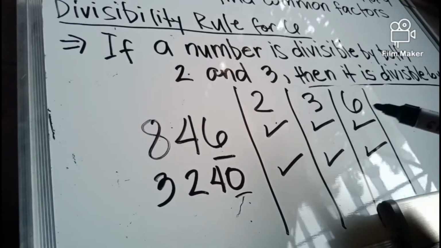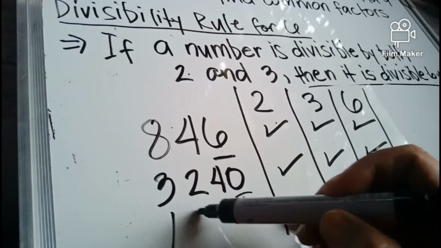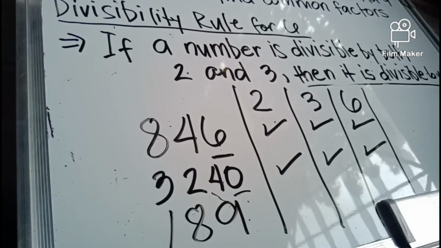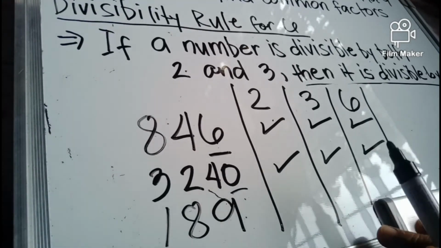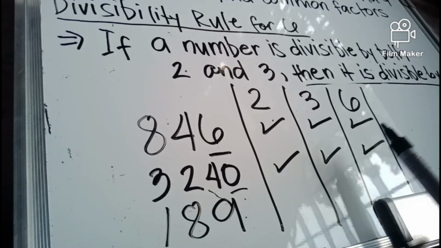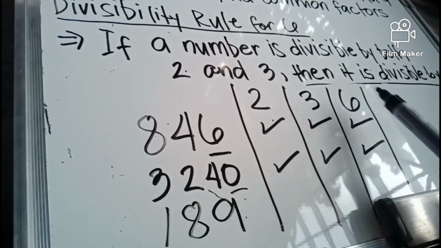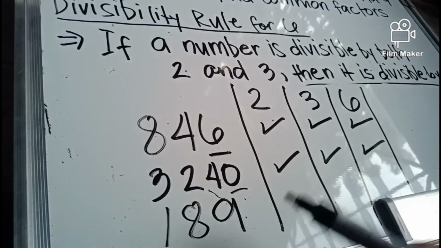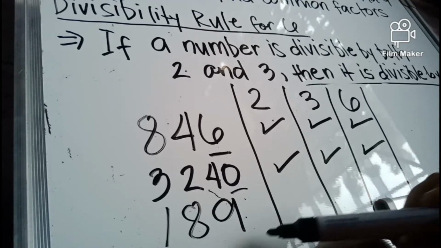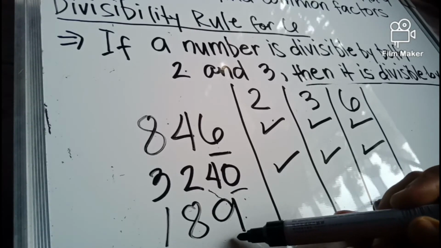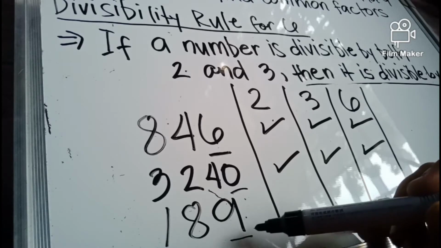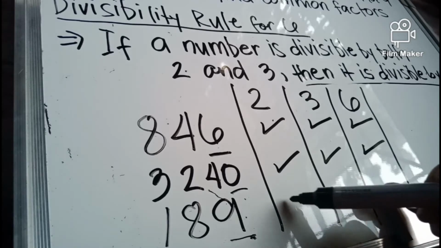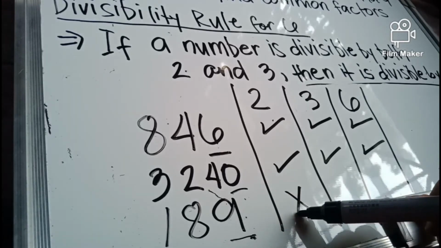Okay, last example is the number 189. So, titingnan natin kung ito ba ay divisible by 6. But first, i-check muna natin kung ito ba ay divisible by 2 and 3 para malaman natin kung ito ay divisible by 6. So, sa 2, as we can see, 189, yung last number niya or yung ending number niya ay 9, which is an odd number. Therefore, this is not divisible by 2.